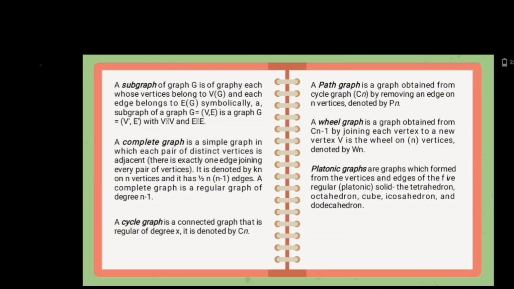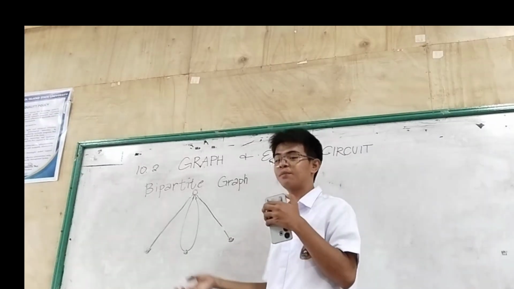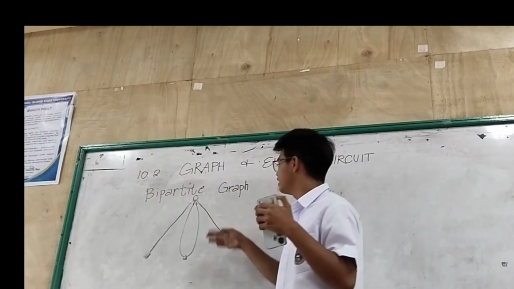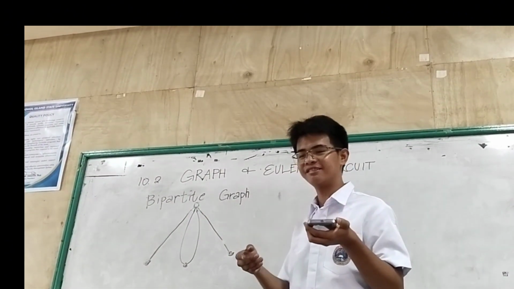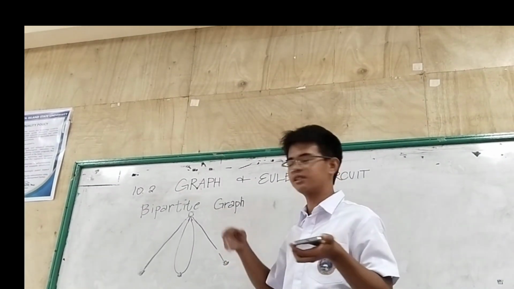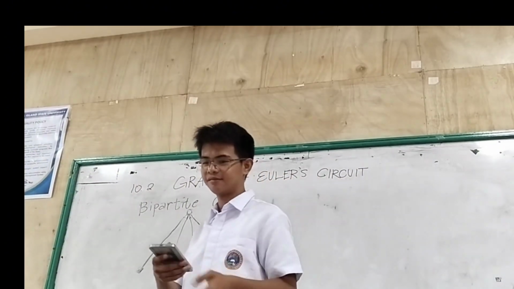Thank you. Next to Platonic graph is the bipartite graph. If the vertex set of graph G can be split into two disjoint sets A and B so that each edge of G joins a vertex of A and a vertex of B, then G is a bipartite graph. Alternatively, a bipartite graph can be colored with black and white vertices. So this is an example of a bipartite graph. It has black and white vertices, but always remember that a white vertex is not adjacent to another white vertex, and the same goes for black.